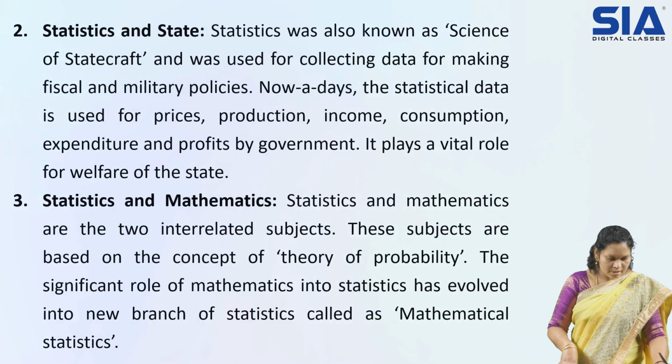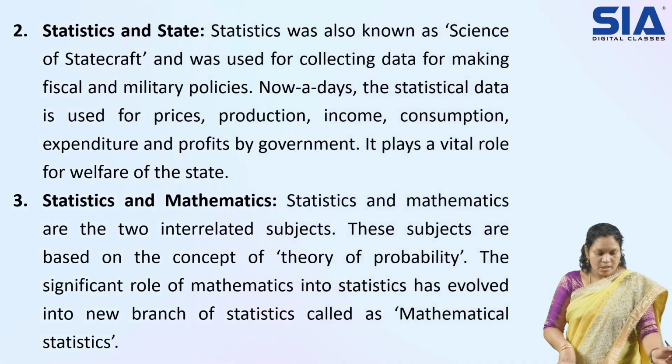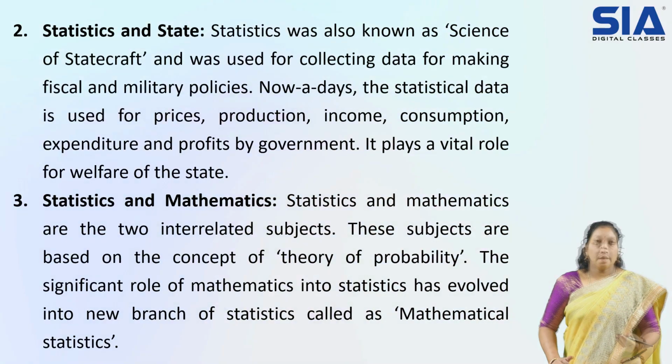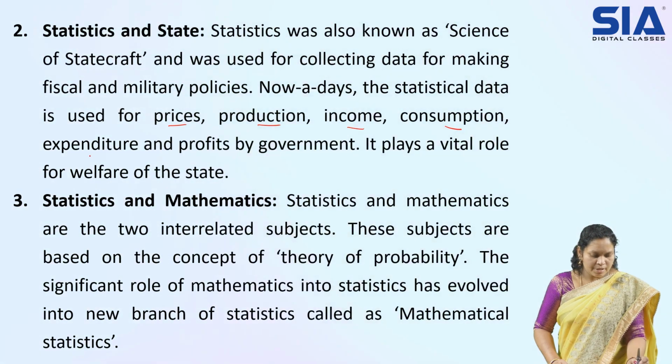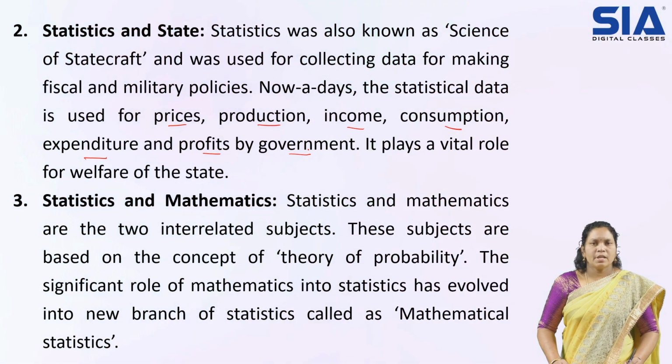Next, let us check what the second point is. The second point is statistics and state. Here the government people check whatever they want, like how the economy is going on in the state. Examples I have given, check it out. Nowadays statistical data is used for prices, production, income, consumption, expenditure and profits by the government. Like this data, if they want to see how prices are going in the market, and if they do not have control over them, definitely it is going to be trouble for the people surviving there, and indirectly it impacts the government also.